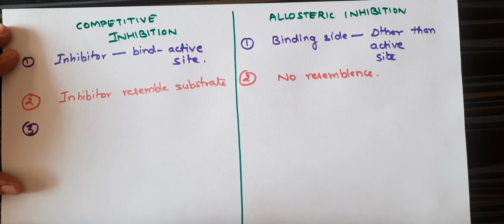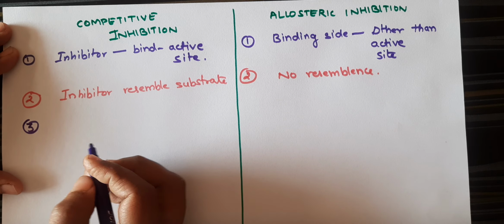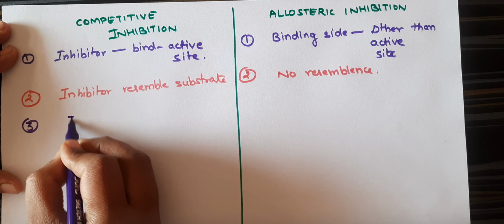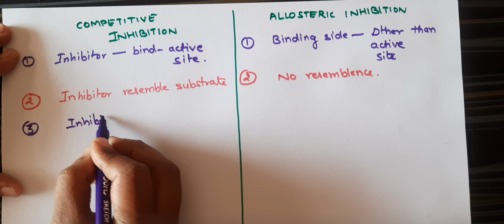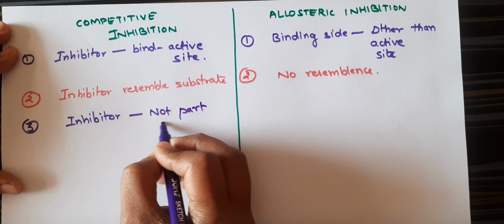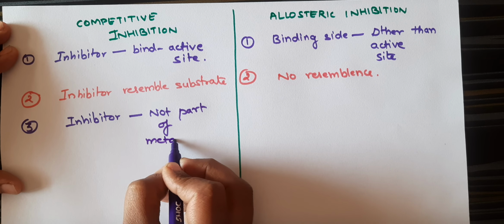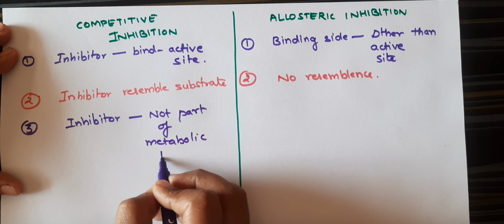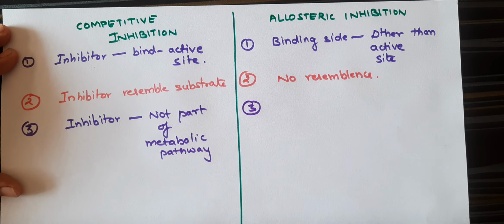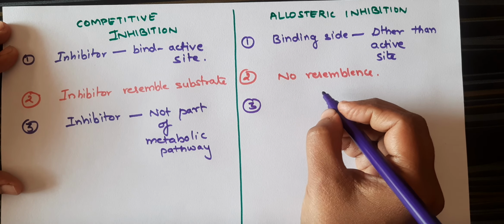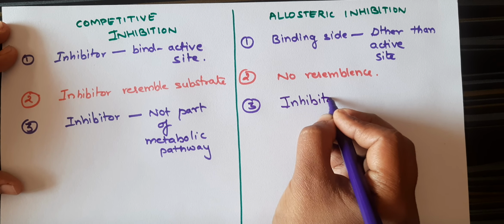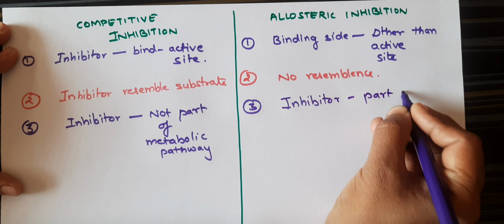The third difference between the two processes is that in competitive inhibition, the inhibitor is not a part of the metabolic pathway. However, in case of allosteric inhibition, the inhibitor in general is part of the metabolic pathway.